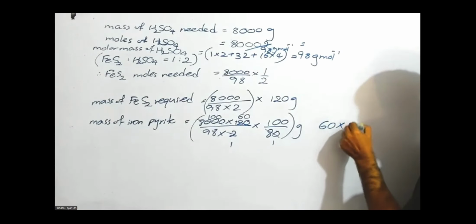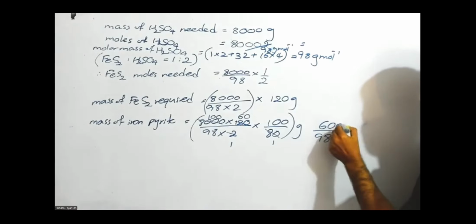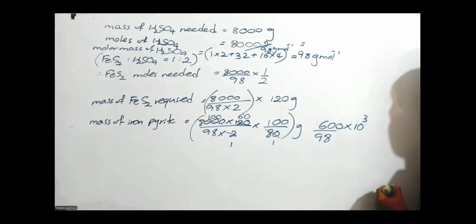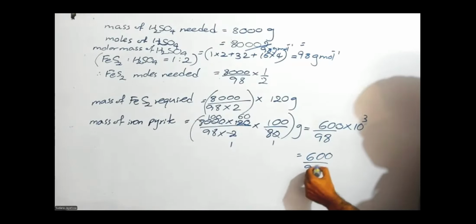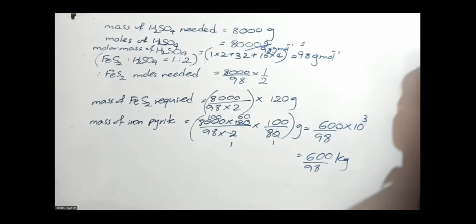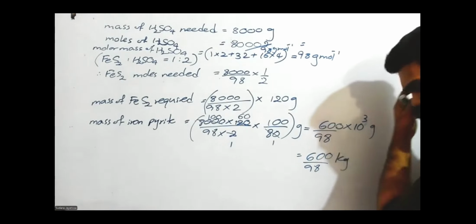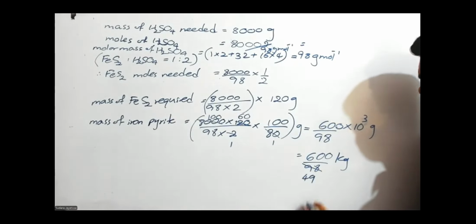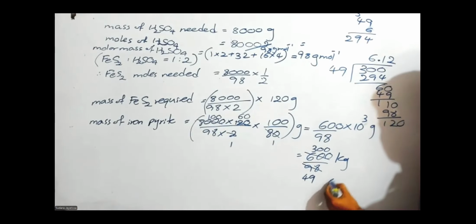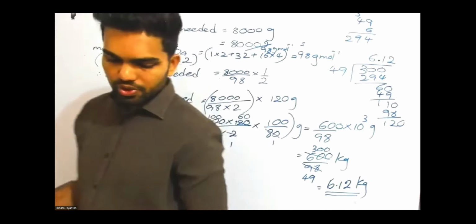60 into 10 to the power 4 divided by 98. Or you can say 600 into 10 to the power 3 divided by 98. Or you can say simply 600 over 98 kilograms. This is in grams, no? So now let's divide and see. I think we can simplify this further. Can divide this one by 2. So then it becomes 49 and 300. 6.12. So my advice is don't just say 6. So how much of you got this answer?